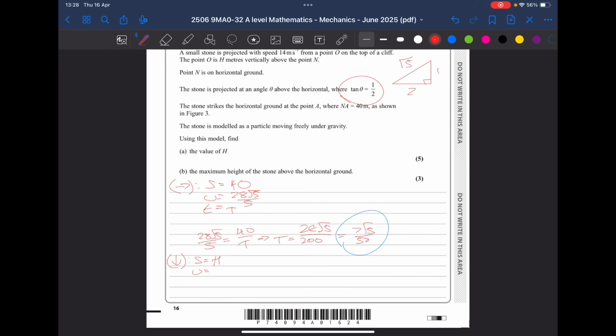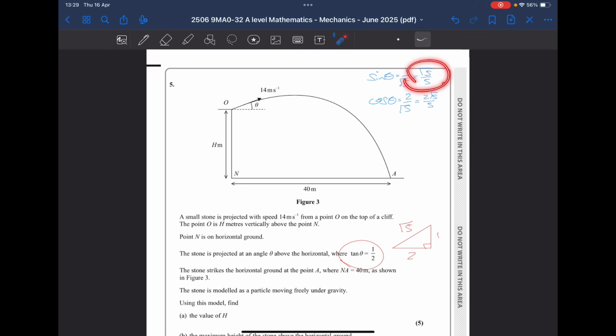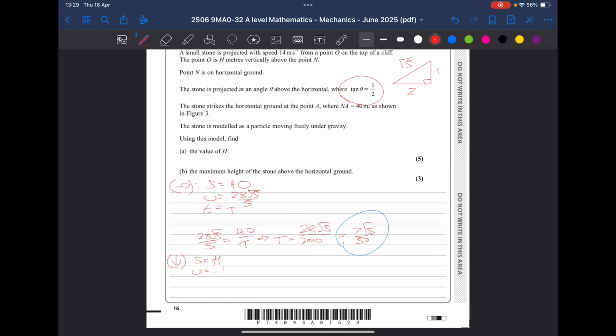Our speed will be the sine component. So just root 5 on 5 times the 14. But it's going to be negative because you can see we're going up here and I've taken down to be positive. So it should be negative 14 root 5 on 5. V we don't care about. A is going to be g. We get positive g here because we're going down. And our t will be that 7 root 5 on 50.